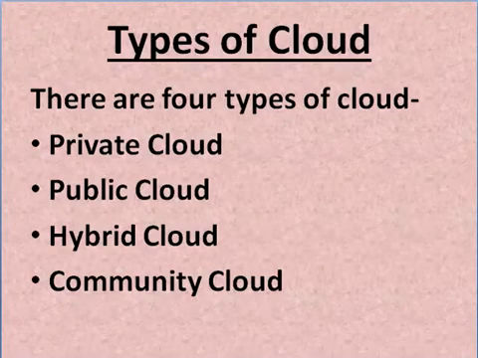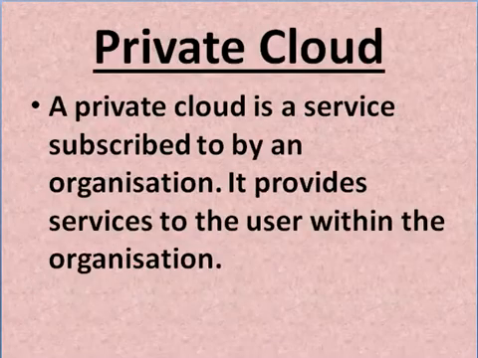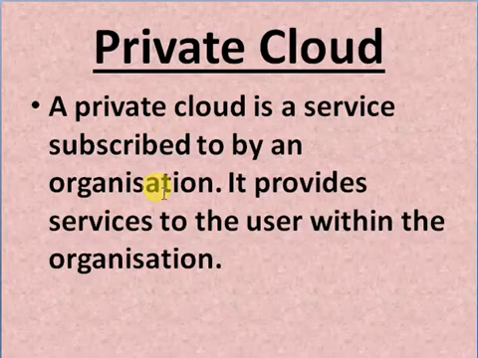There are four types of cloud. Number one, private cloud. Number two, public cloud. Number three, hybrid cloud. And number four, community cloud. Now, what is private cloud? Private cloud is a service subscribed by an organization. It provides services to the users within the organization. So, if an organization has the service of cloud computing, then it is called a private cloud because it is privately occupied by an organization.